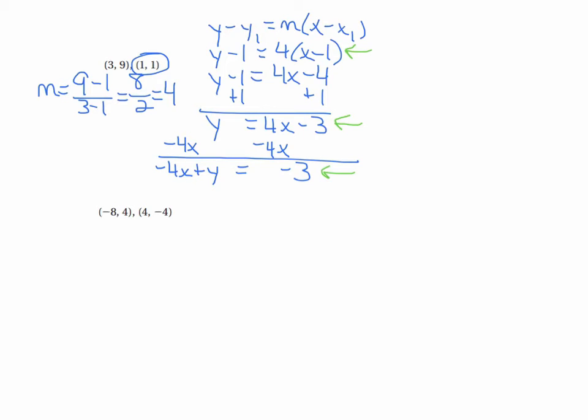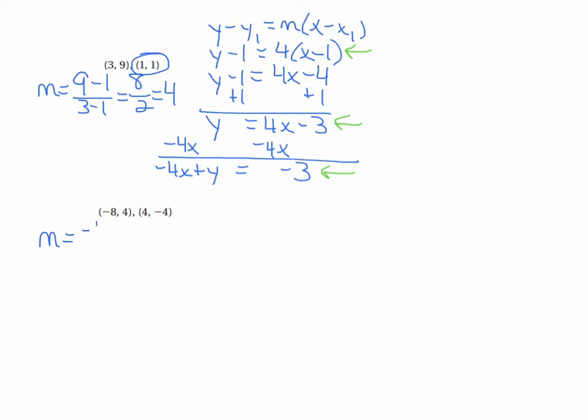Now, this next one, it's not quite as pretty. It's going to have a fractional slope, and it's got a fractional y-intercept, so it's got fractions all over the place. But I'm going to show you another way you can handle it instead of doing point slope form. But first, we got to find the slope, right?